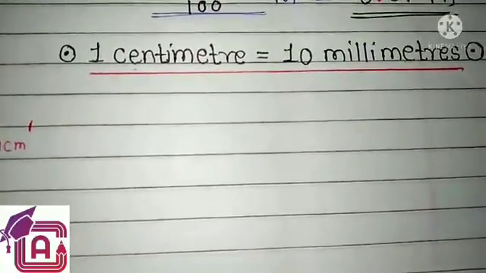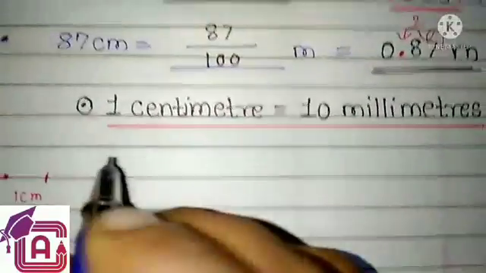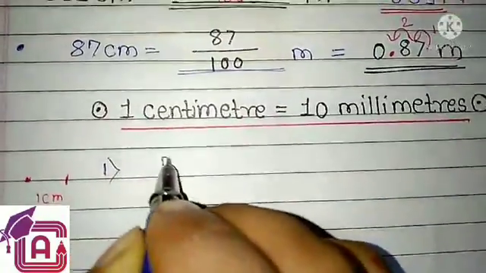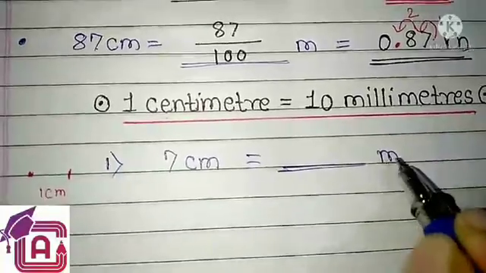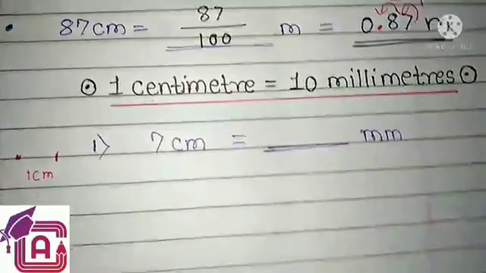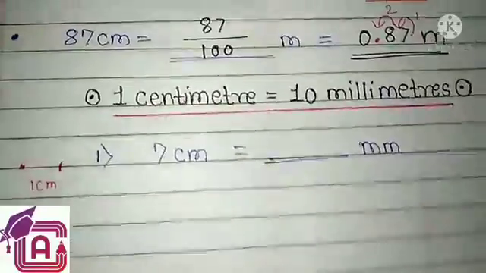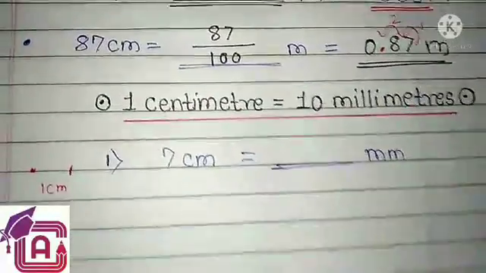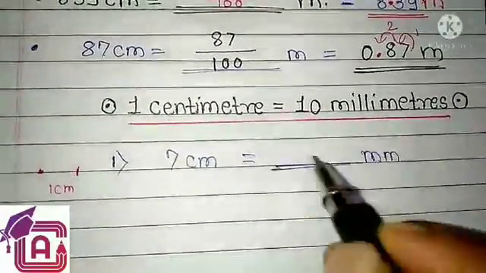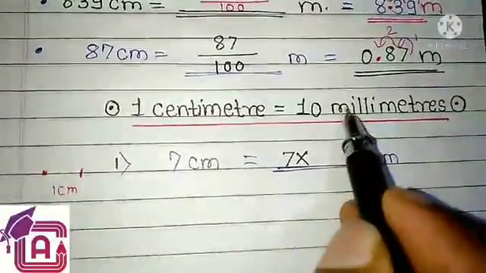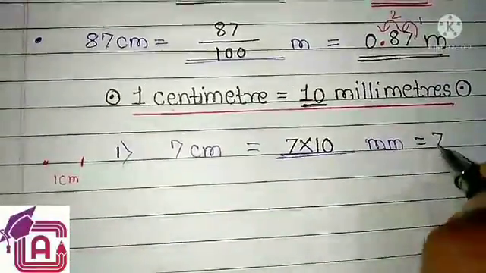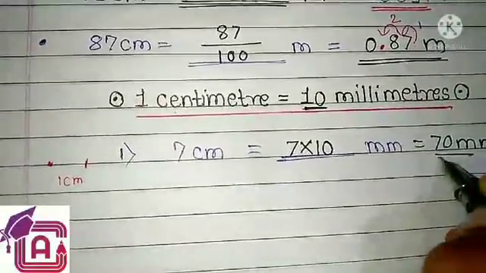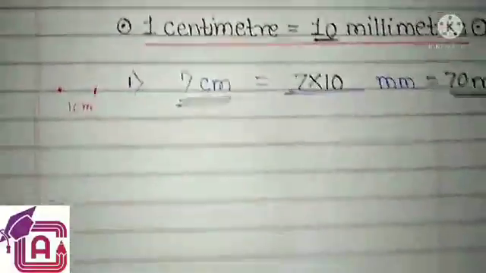Let's begin. We know 1 centimeter is equal to how many? 10 millimeters. So if I have to calculate 7 centimeter is equal to how many millimeter? For millimeter, the shortcut symbol used is small mm, double m. So how to calculate it? Copy the number 7, and centimeter to millimeter, so multiply by 10. 7 tens are how many? 70 millimeter. 7 centimeter is equal to 70 millimeter.